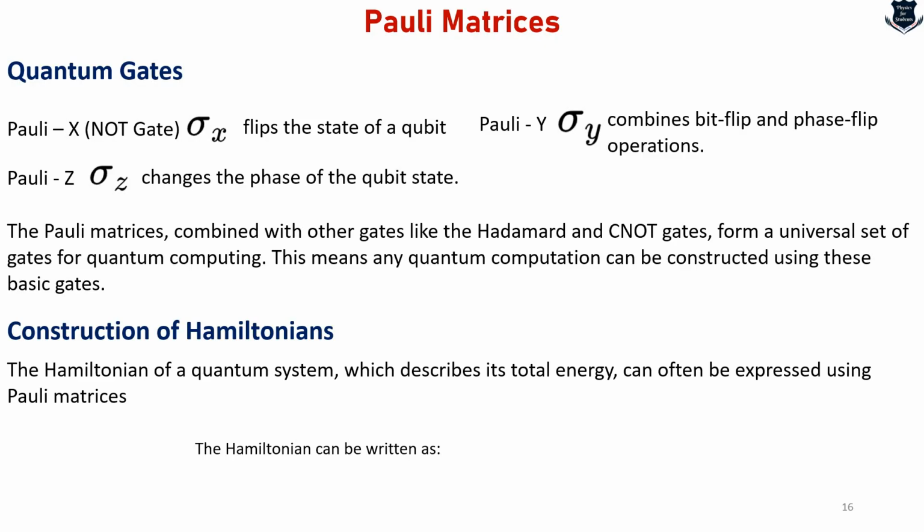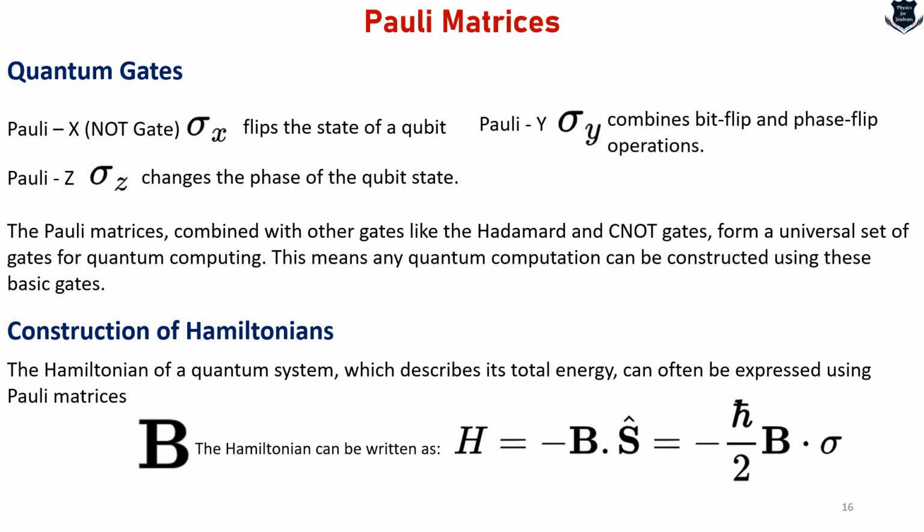Also, the construction of Hamiltonians is very important. If I take the total energy, for example, it can be represented using Pauli matrices. For a spin-up particle, let us say we take the magnetic field B as the Hamiltonian, then it can be written as this. You really don't have to look into this too much, but because these are very pertinent to understanding the operations and going into Pauli matrices, they are important.